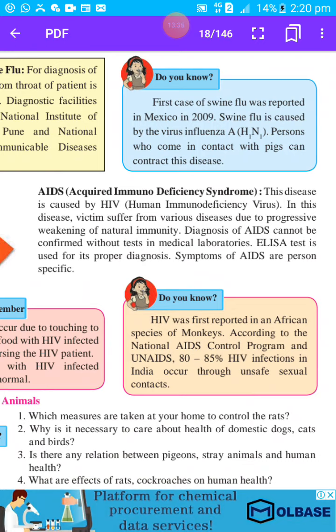Okay, diagnosis of AIDS cannot be confirmed without tests in medical laboratories. The ELISA test is used for proper diagnosis. So one test is there, that is the ELISA test, and by that test we confirm whether AIDS is there in the patient's body.